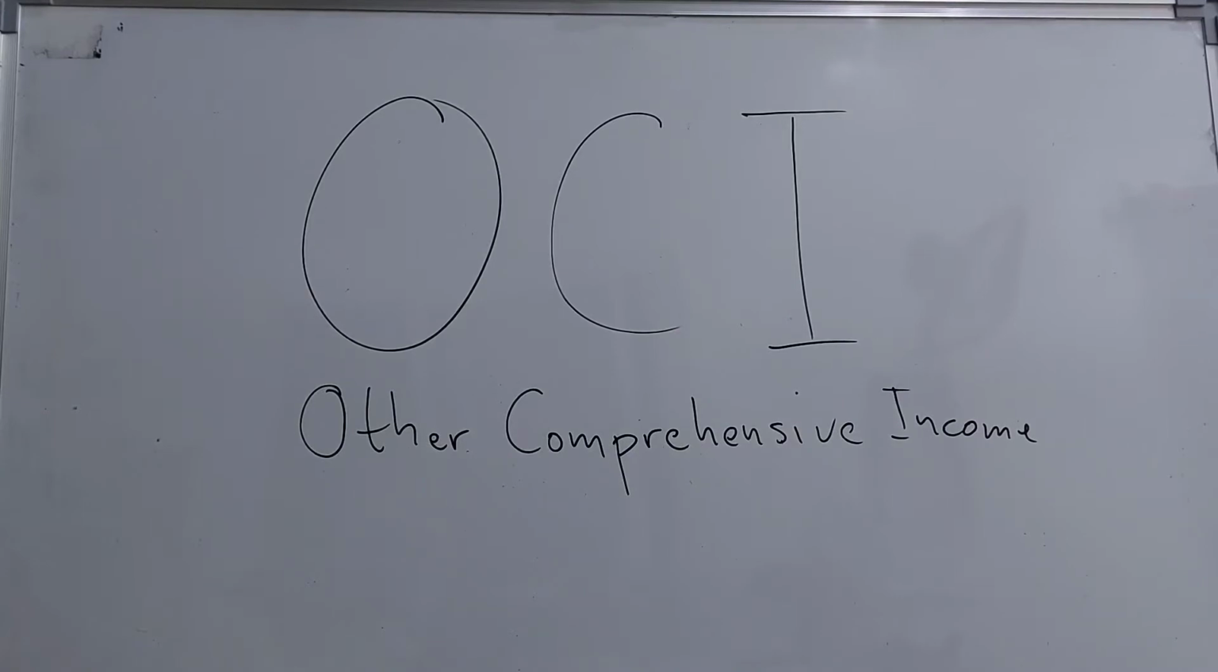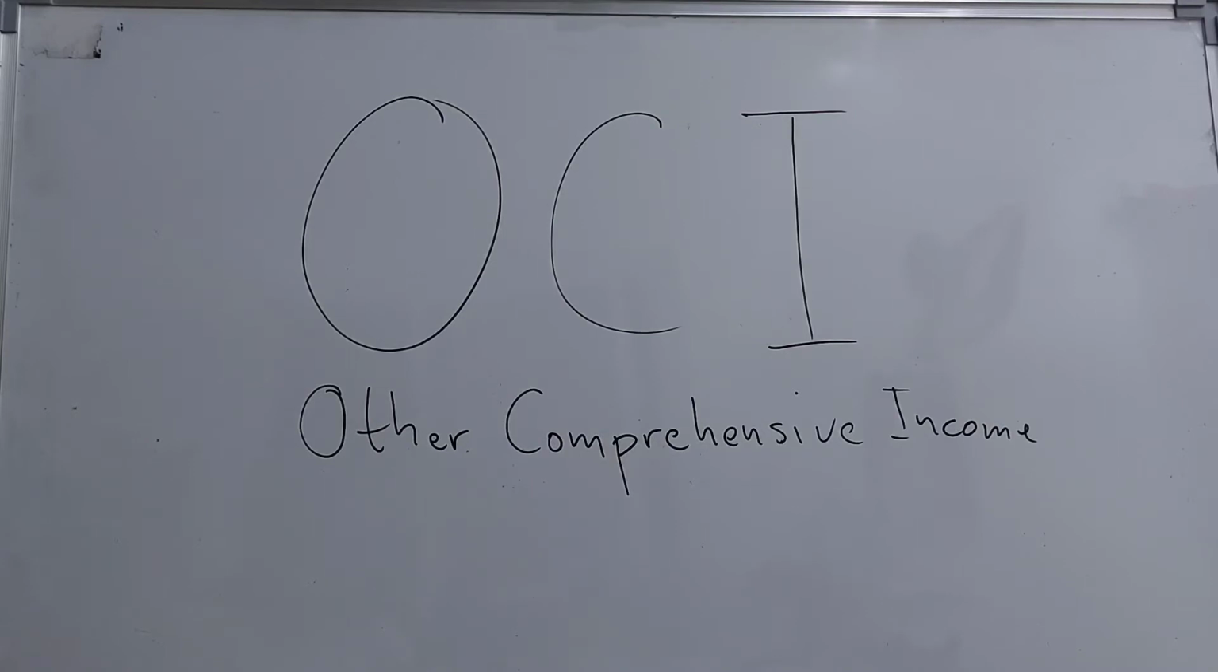Okay? So first is unrealized gain or loss on equity investment measured at fair value through other comprehensive income. Second, unrealized gain or loss on debt investment measured at fair value through other comprehensive income. Third, gain or loss from translation of the financial statements of a foreign operation. 4, revaluation surplus during the year. 5, unrealized gain or loss from derivative contracts designated as cash flow hedge.